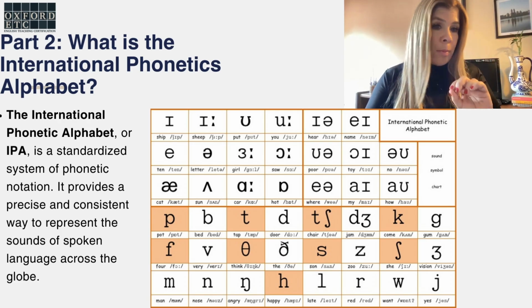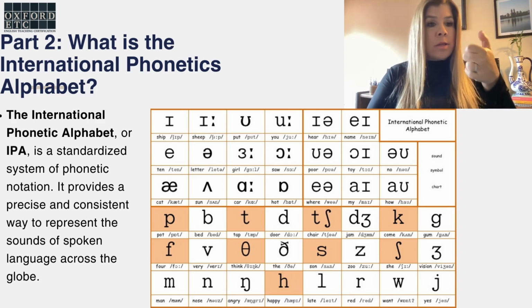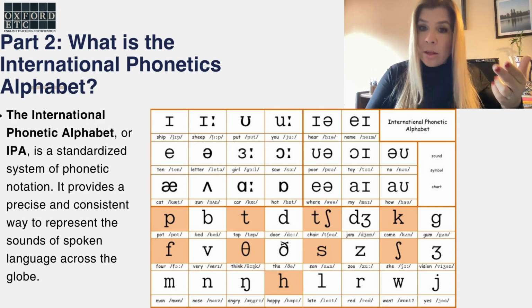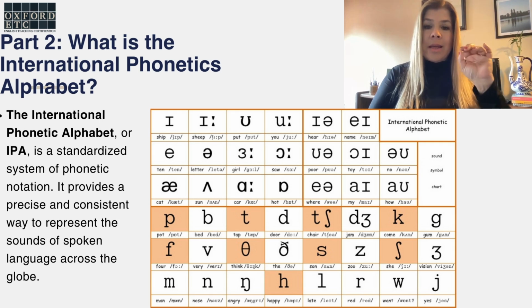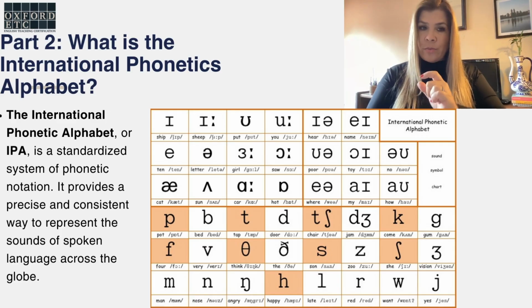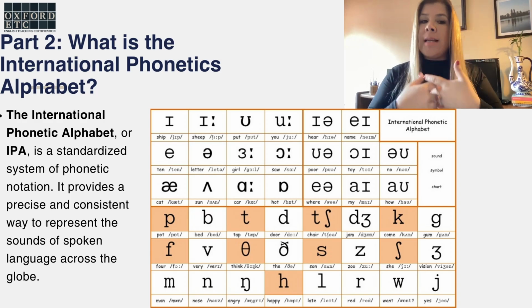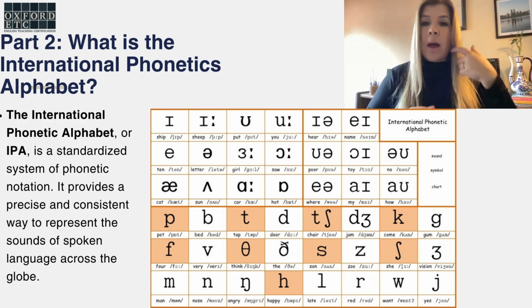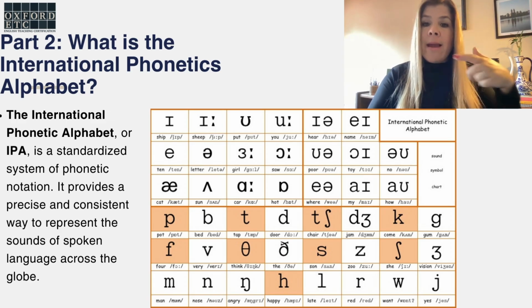The primary purpose of IPA is to accurately transcribe the sounds of any language. It allows linguists, teachers, and learners to understand and replicate the pronunciation of words with precision. Each IPA symbol represents a specific speech sound. These symbols have been carefully designed to convey how a sound is produced in terms of place of articulation, manner of articulation, and voicing.